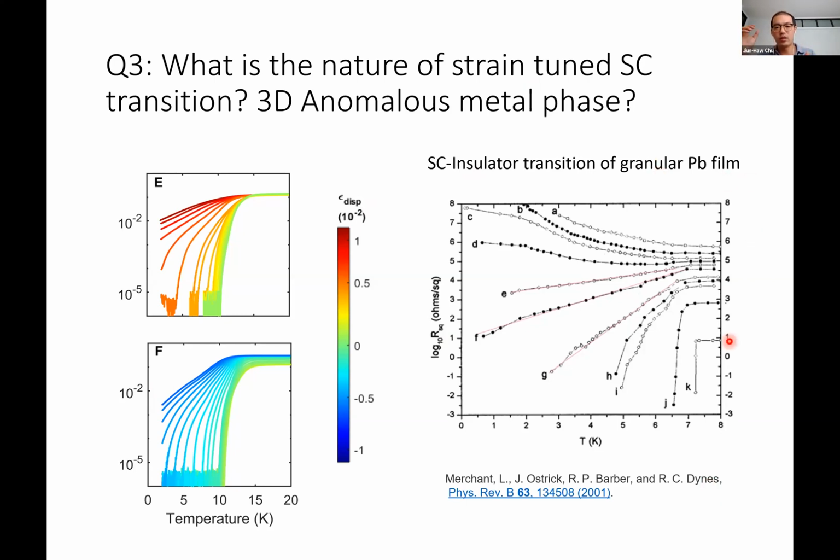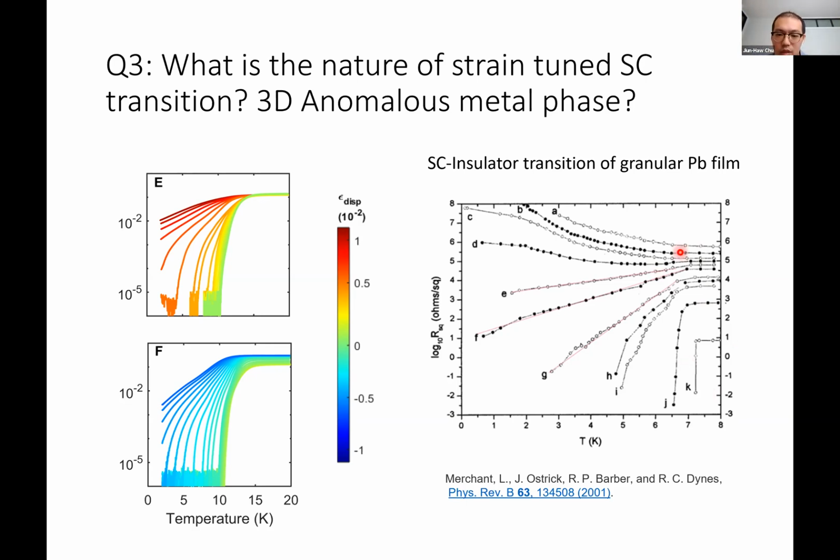where they have some lead islands and then repeatedly deposit some silver films to provide conduction and Josephson coupling between the lead islands. So the whole system goes from insulator and then gradually becomes superconductor when there's enough coverage of the silver film around the lead islands.